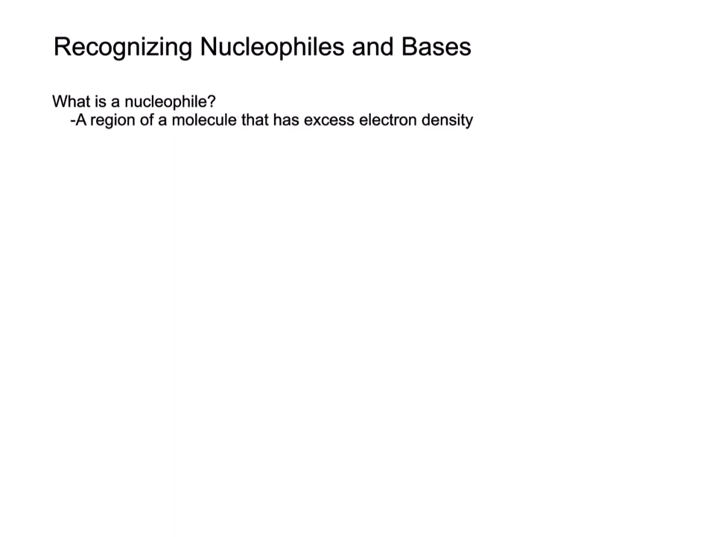A nucleophile is simply a region of a molecule that has excess electron density. But I'm going to even simplify this more. How do you most commonly recognize a nucleophile? So it's great to say, oh, it has excess electron density, but that doesn't actually help you when you're staring at a reaction you've never seen before. So how do you most commonly recognize a nucleophile?